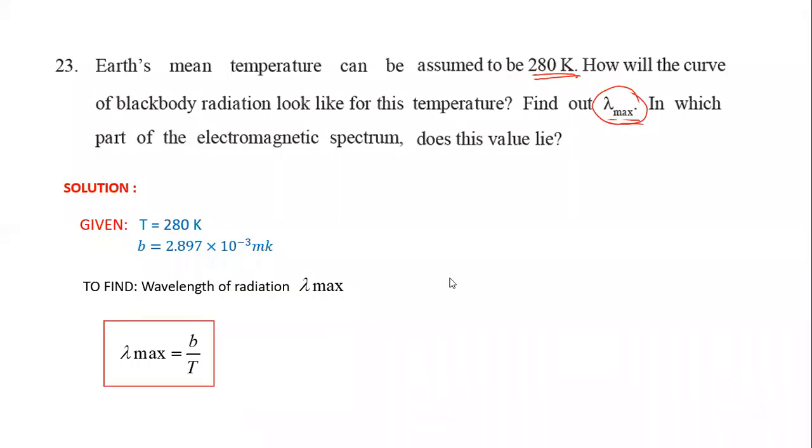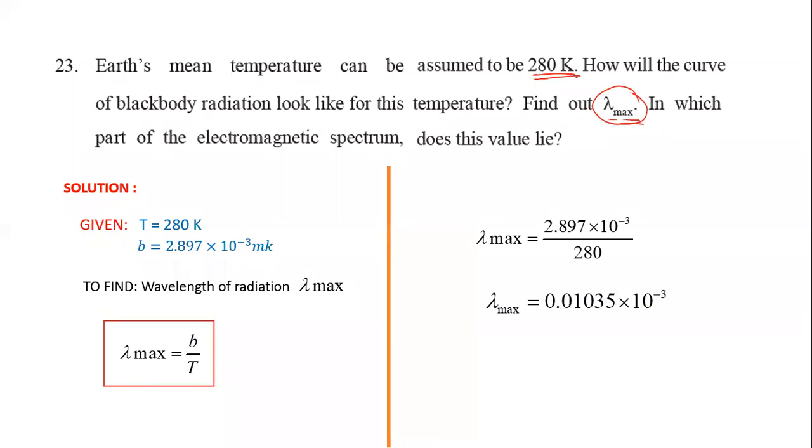Now let me substitute the values in the formula. We get lambda max is equal to the value of B, 2.897 into 10 raised to minus 3, divided by the value of T, which is 280. Okay? Then the division of these two is coming 0.01035 into 10 raised to minus 3.